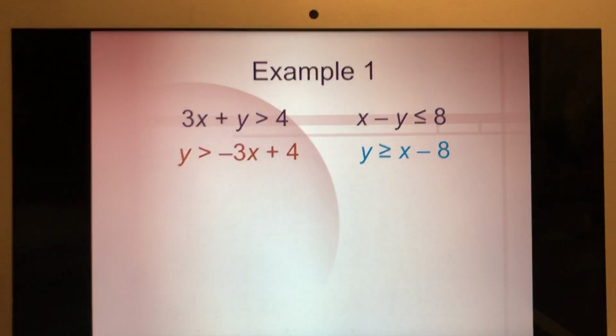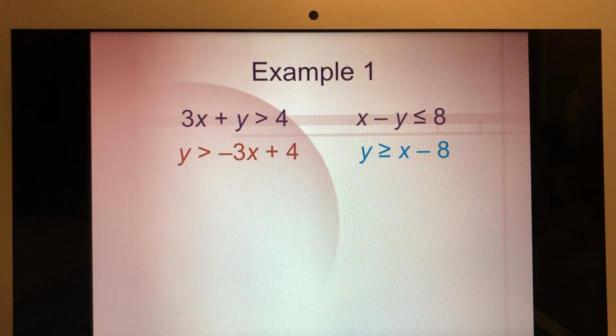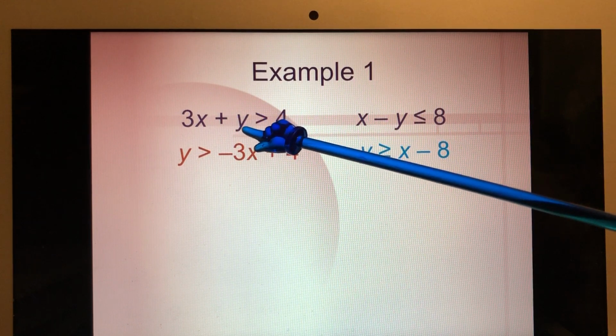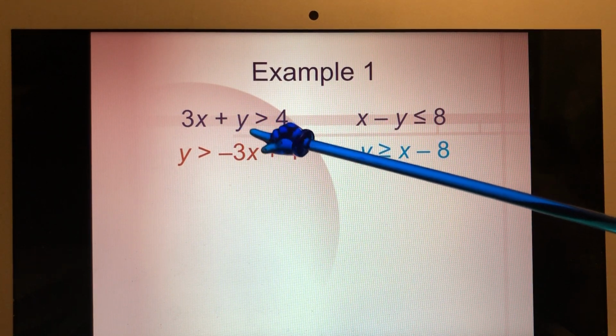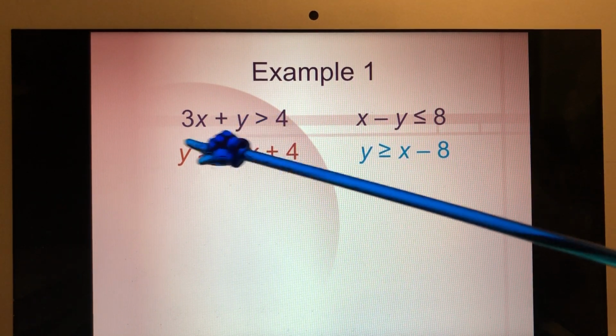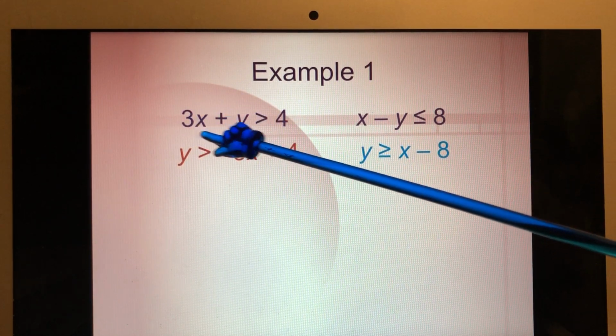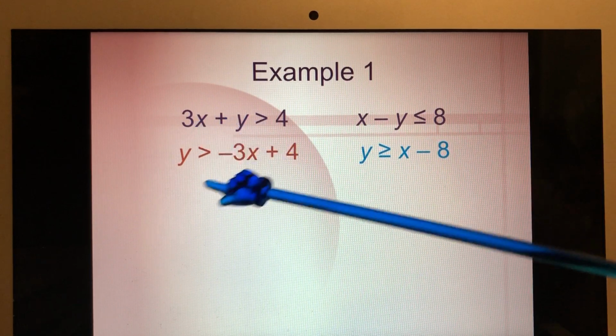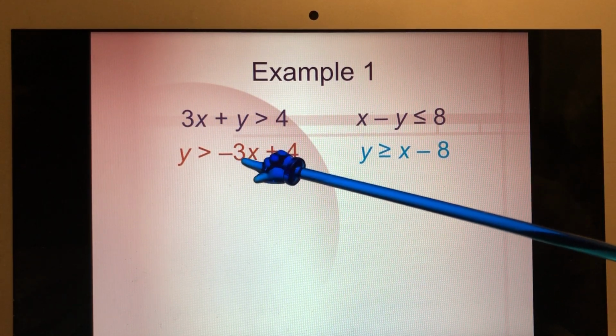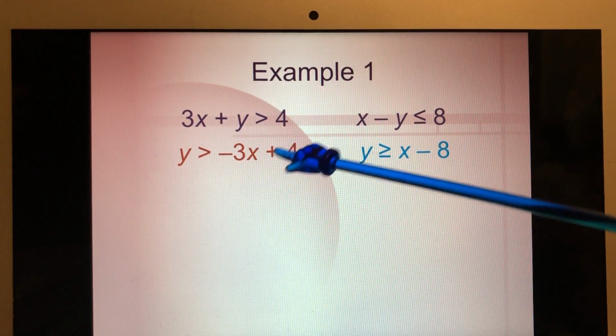All right, in our first example, here we've got two inequalities. We need to solve the system of inequalities. Let's solve for y. If we set y greater than, we have to move the 3x over to the other side. You're going to subtract, so that's how we get -3x and then plus 4.